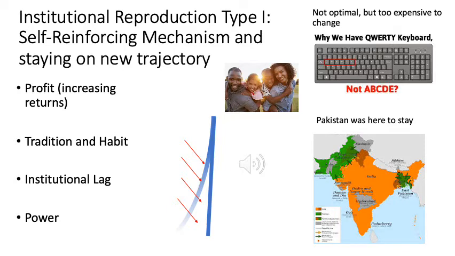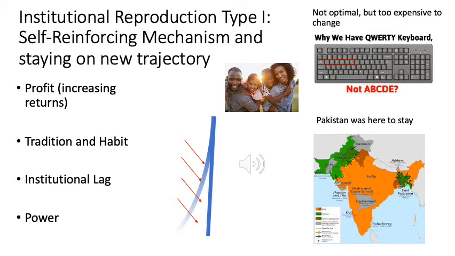Secondly, tradition and habit might be the main causes for having you stay on a particular path. You or an institution or a group might have gotten used to the way things are. There might be a better way of doing it, but you've got used to this particular way, so you stick with it. There's simple institutional lag. You've got an institution that's gotten used to new institutional procedures, new way of organizing, and so changing it becomes too difficult.